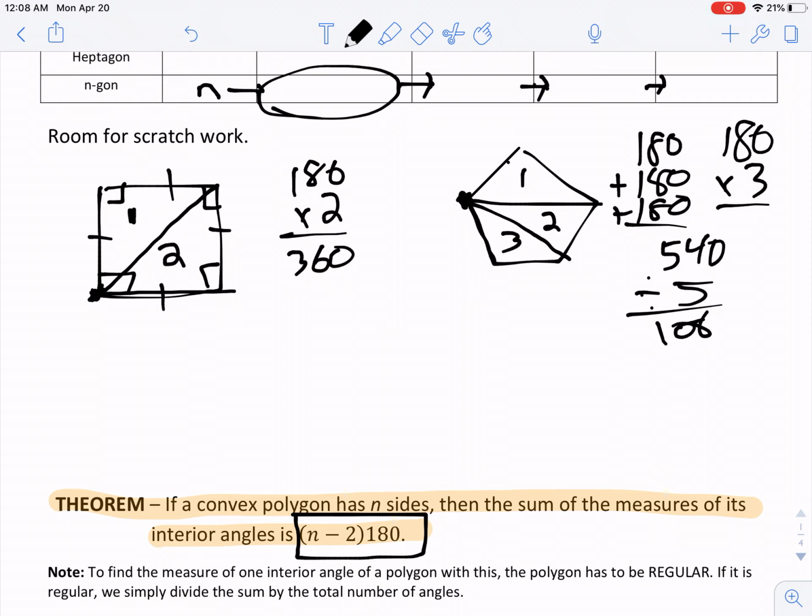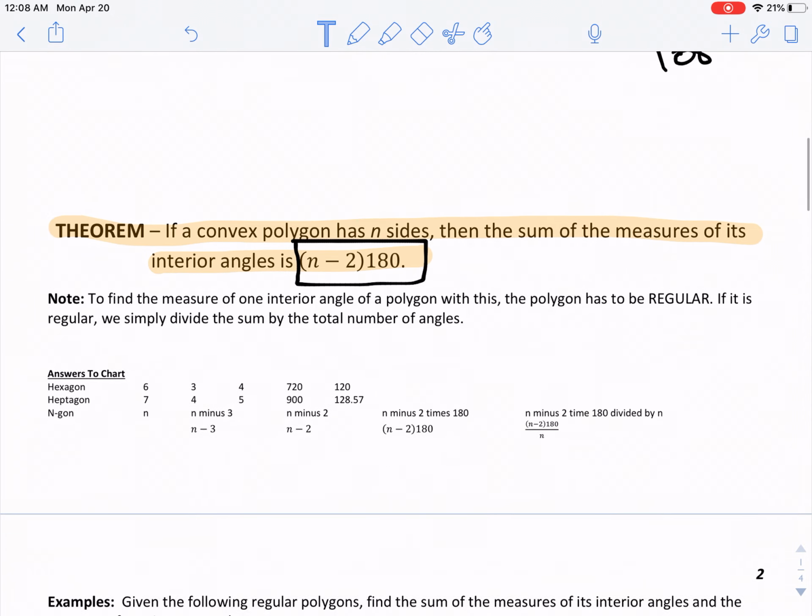All right, so for example, a triangle would have 3 sides. 3 minus 2 is 1, times 180 is, well, 180. A square has 4 sides. 4 minus 2 is 2, times 180 is 360. Notice that's what we got up there. Pentagon, 5 minus 2 is 3. 3 times 180 is 540. All right, so that's our new little theorem that we're exploring here.